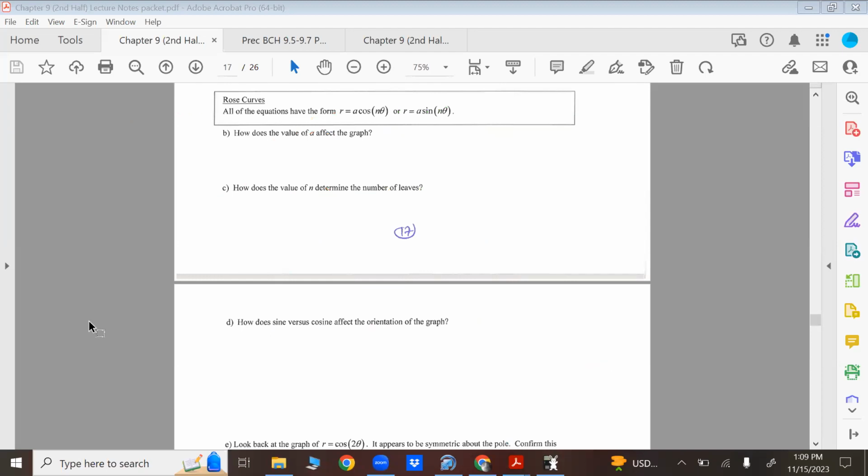Cardioids. Lemniscates, yes. Go ahead. Right. So is it like this with like minus theta?